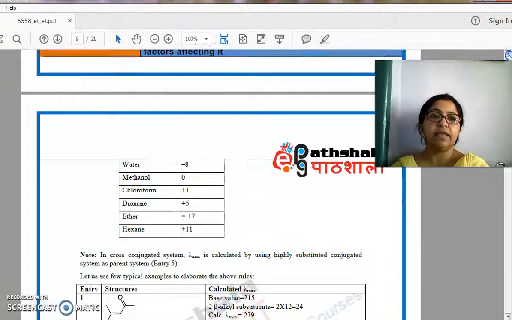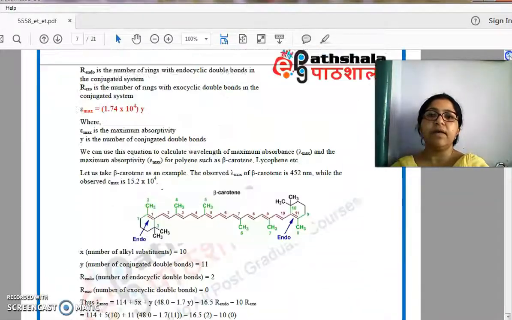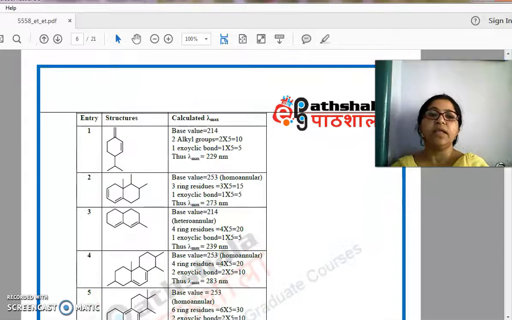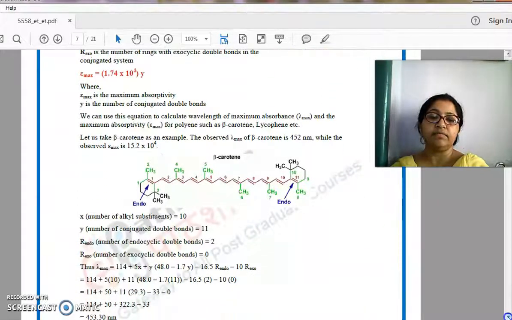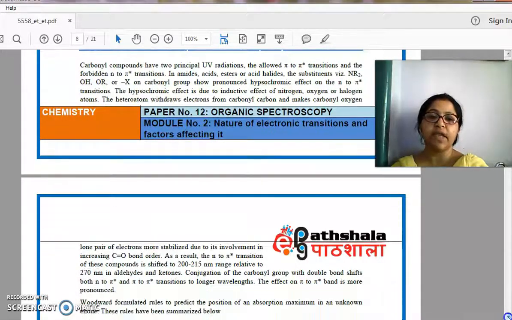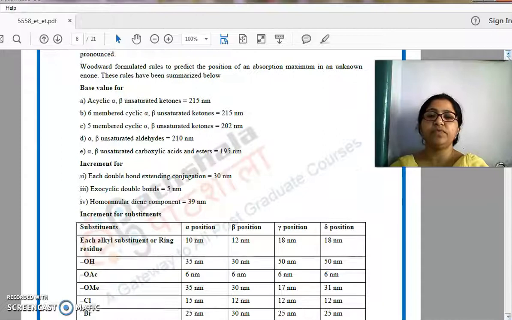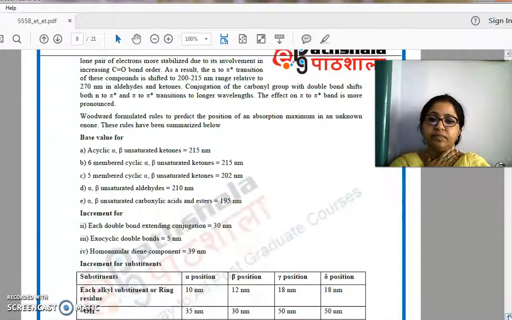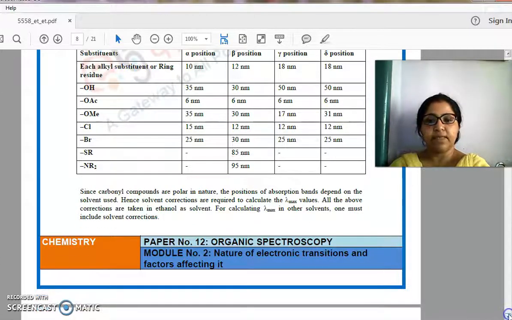Now let us again see this part. What was the base value in case of dienes? It is 253, right? You remember this one, 253. Now see, such a high base value means it is already absorbing towards the red end. But in aldehydes and ketones, the base value is quite less. Okay, 253 and this 215, quite less, because of the n to pi star interaction.